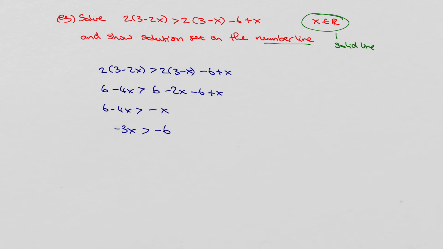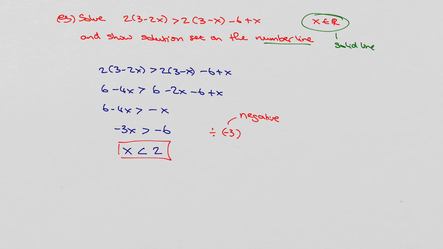Here I need to get x on its own. So I'm going to divide both sides by minus 3. We have to note that that is a negative number that I'm dividing by, and therefore that's going to change my inequality sign. So that's going to become x is less than, and minus 6 divided by minus 3 is 2. So my answer is x is less than 2.